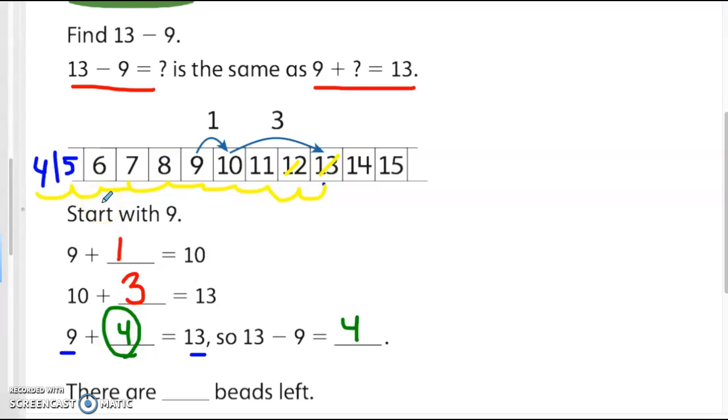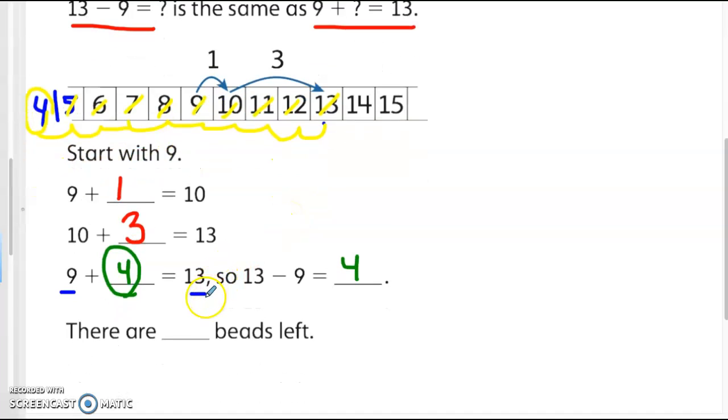What number did we land on when we jumped back? We landed on 4. We would get to the same number even if we crossed off 9. So 1, 2, 3, 4, 5, 6, 7, 8, 9. What number? 4. So there are 4 beads left. Okay.